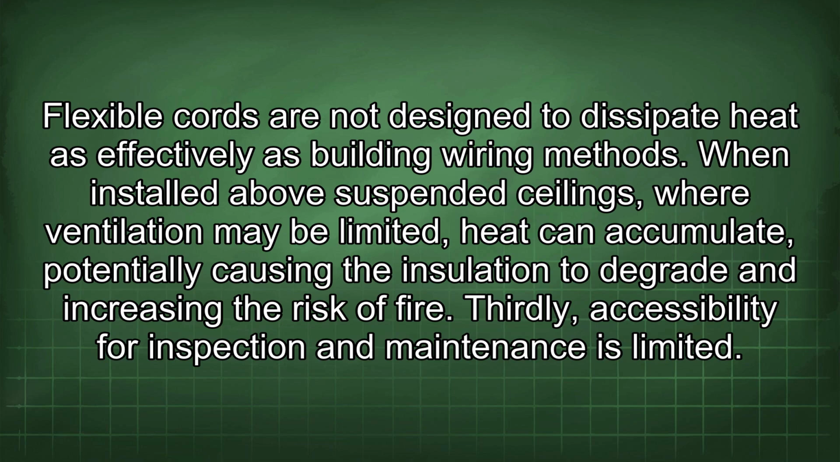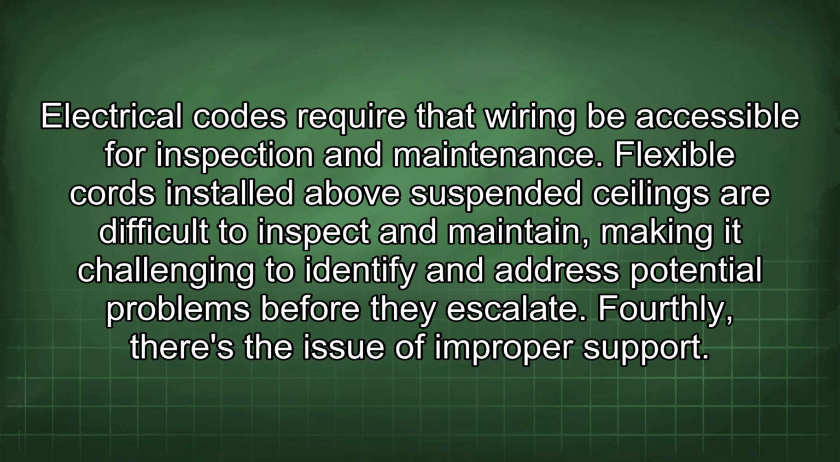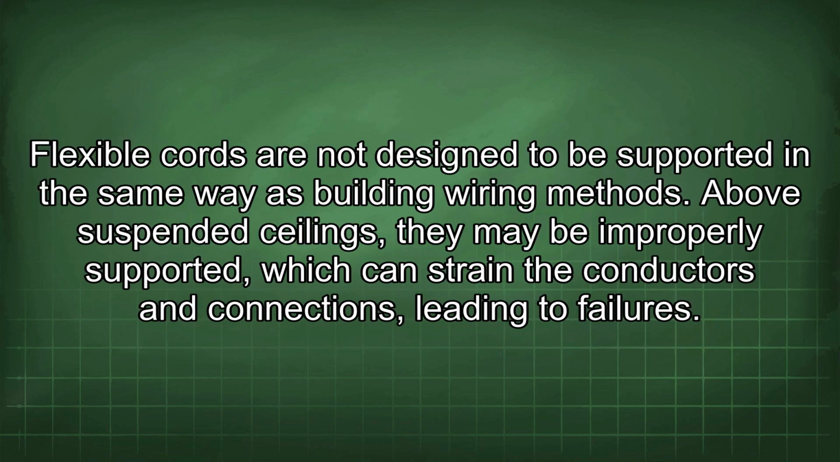Thirdly, accessibility for inspection and maintenance is limited. Electrical codes require that wiring be accessible for inspection and maintenance. Flexible cords installed above suspended ceilings are difficult to inspect and maintain, making it challenging to identify and address potential problems before they escalate. Fourthly, there's the issue of improper support. Flexible cords are not designed to be supported in the same way as building wiring methods. Above suspended ceilings, they may be improperly supported, which can strain the conductors and connections, leading to failures.